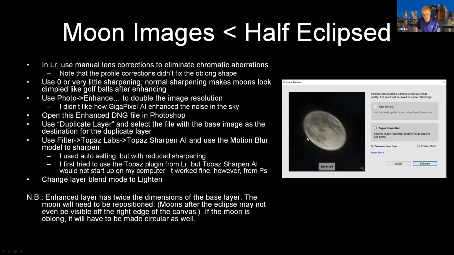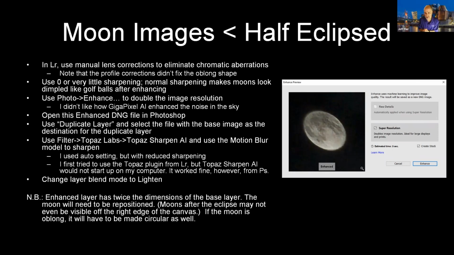Okay, to double the size of the moon, I used the new tool in Lightroom, which is called Enhance. And you use the Photo menu and you pull down and select Enhance. It brings up a window that you see here on the right side of the slide, which shows you what your moon is going to look like when it's enhanced. You can click it on and off to see what a doubling in size with or without enhancing looks like. And then you just click the Enhance button.